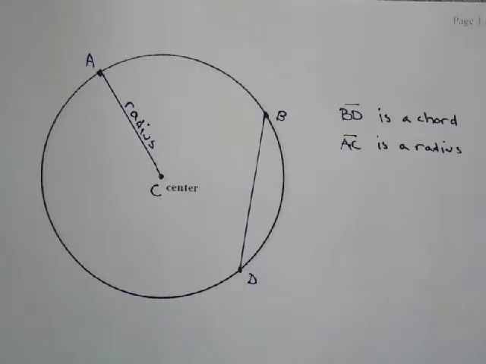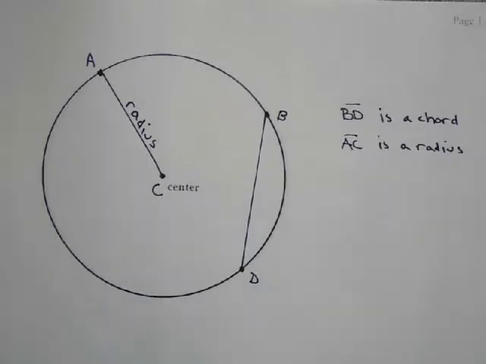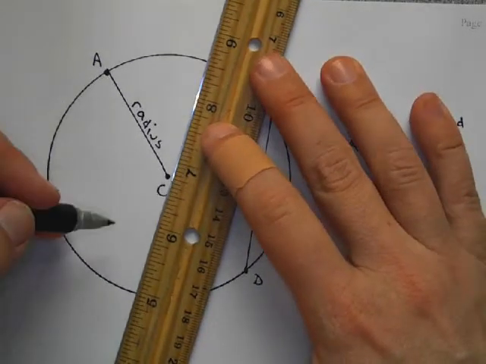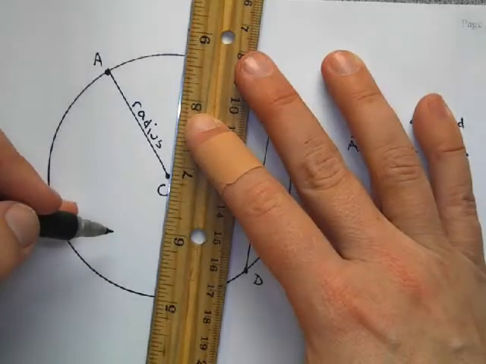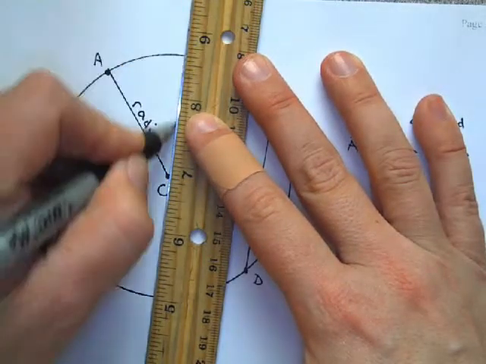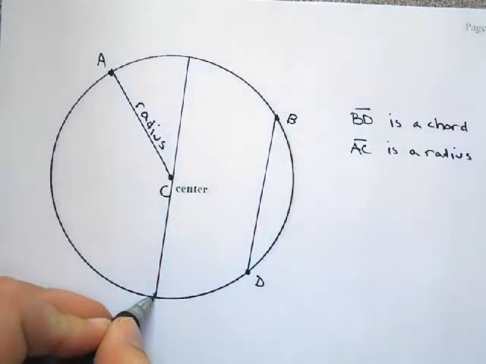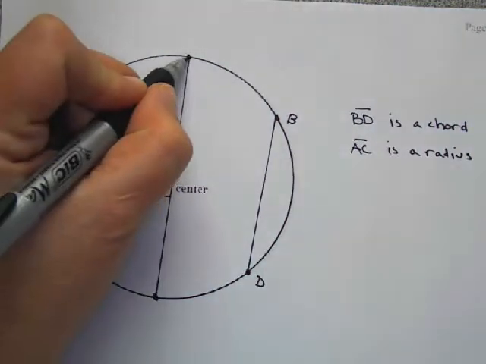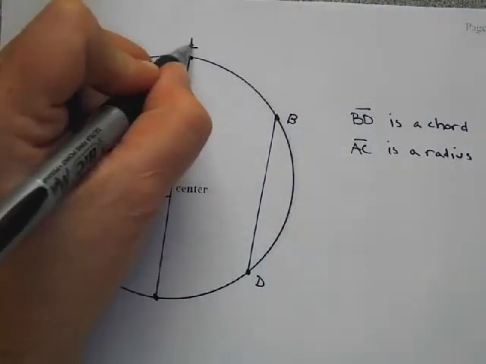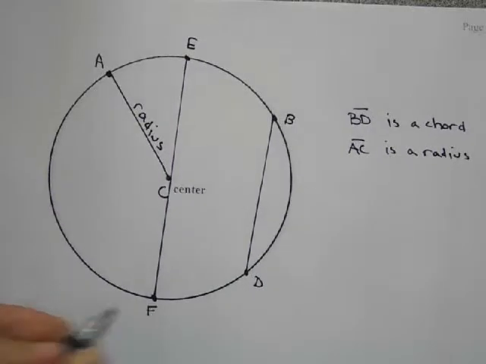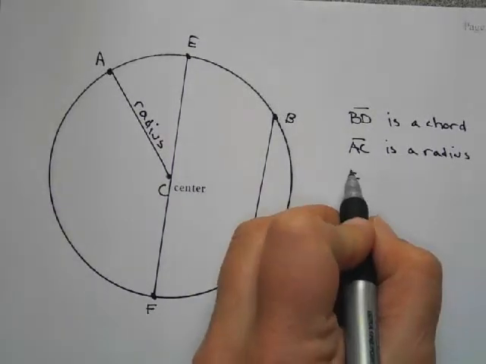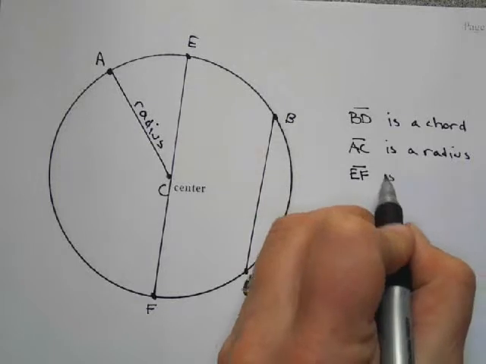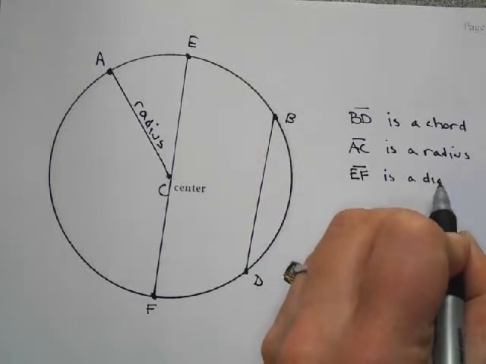And there's also a special chord, which you'll know already, called a diameter. A diameter must go through the center of the circle. So a diameter is a special chord whose endpoints are on the circle and it passes through the center of the circle. So EF is a diameter.